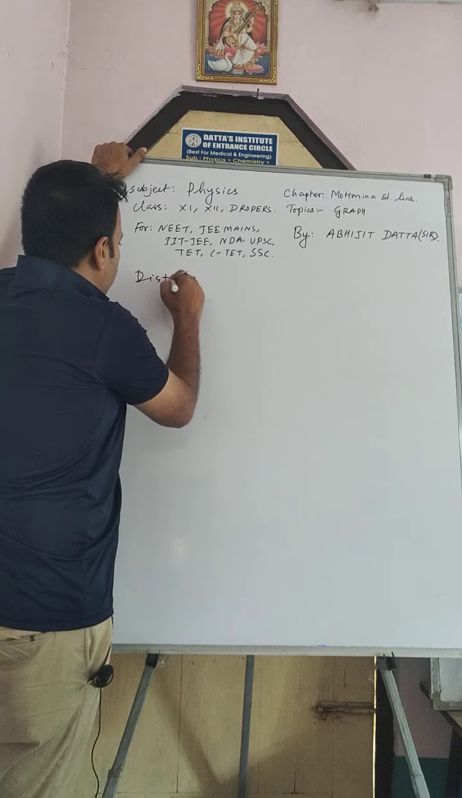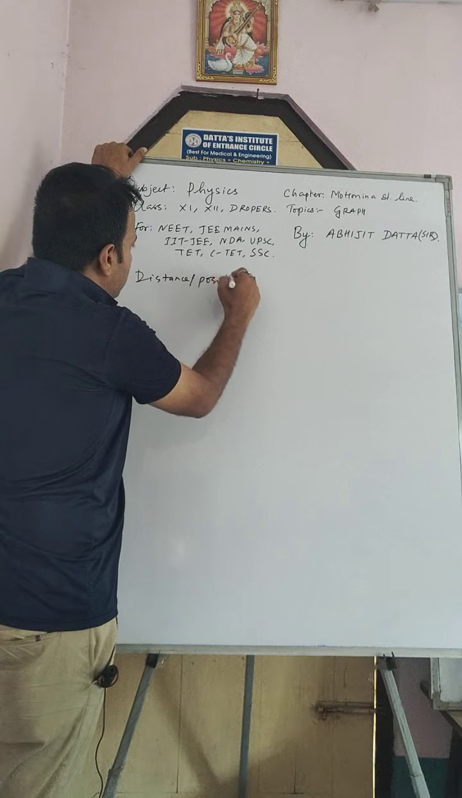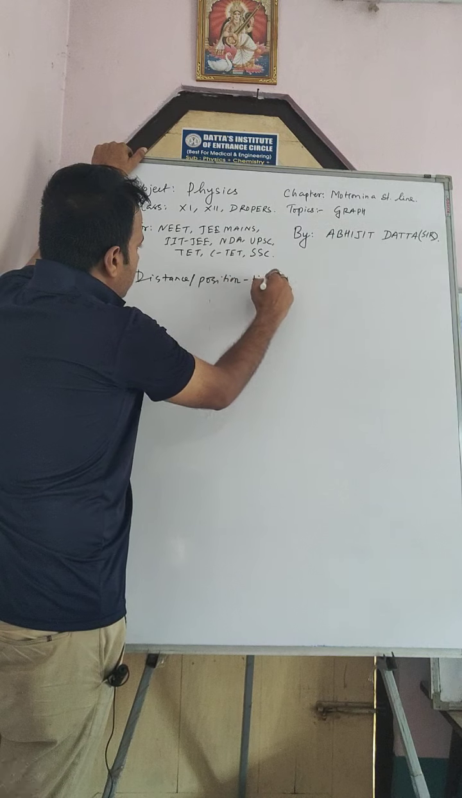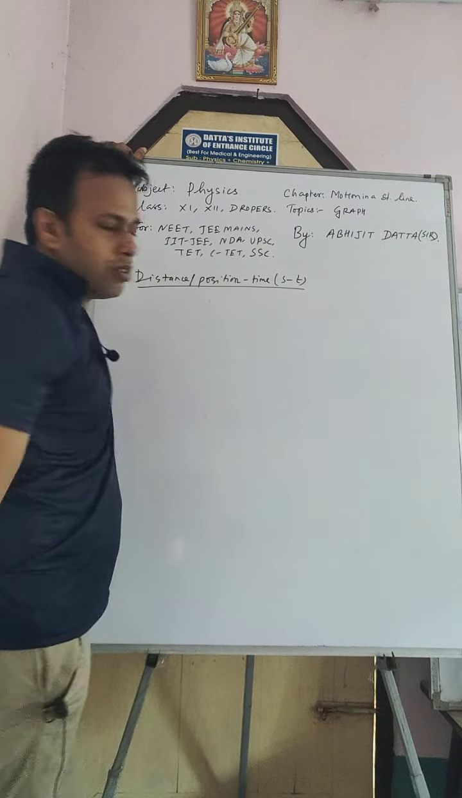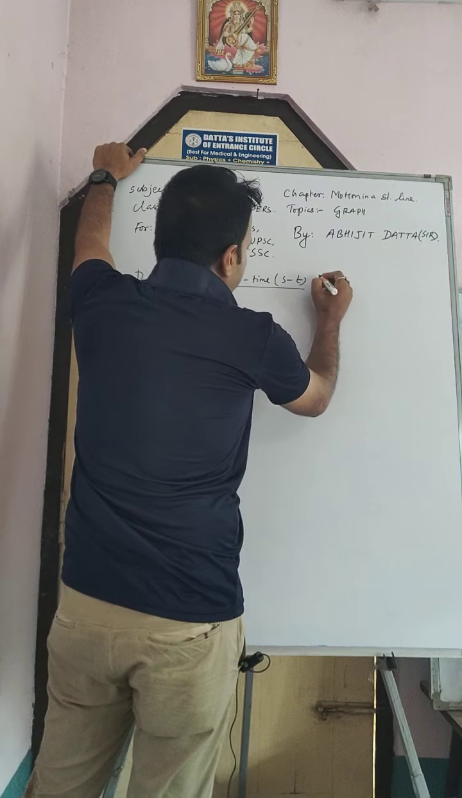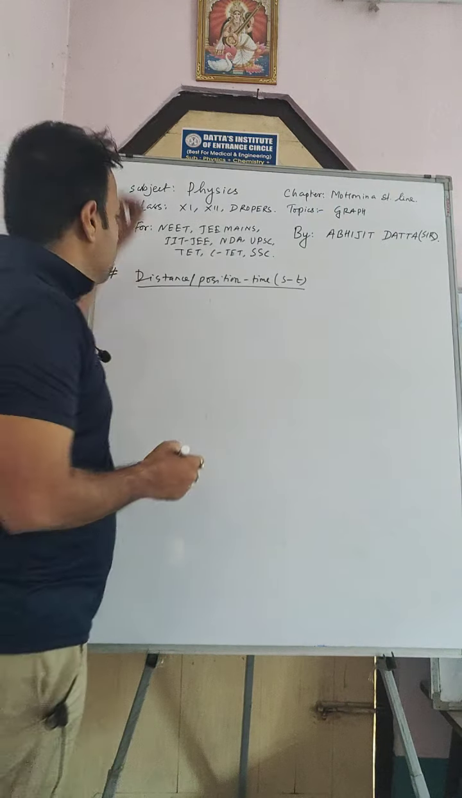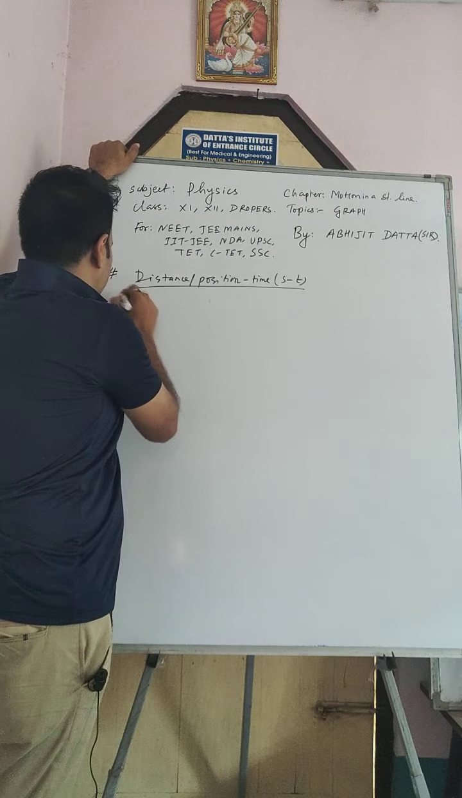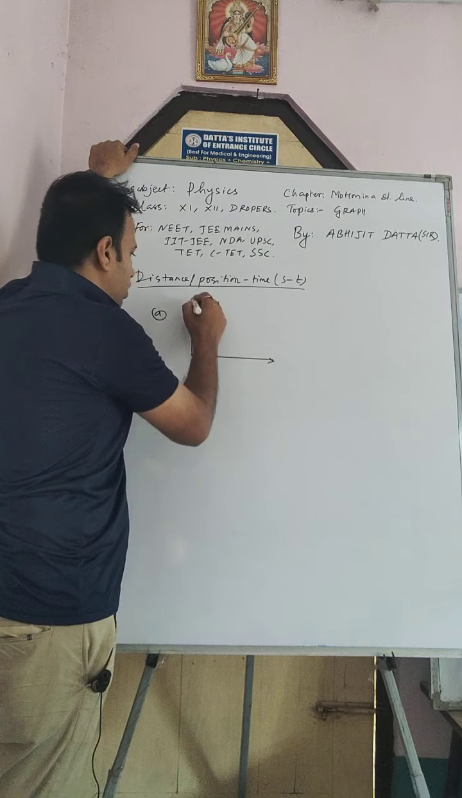distance or position time graph. Position time graph is also known as the ST graph. It may be distance or displacement, you can write either. So what are the various types of ST graph?